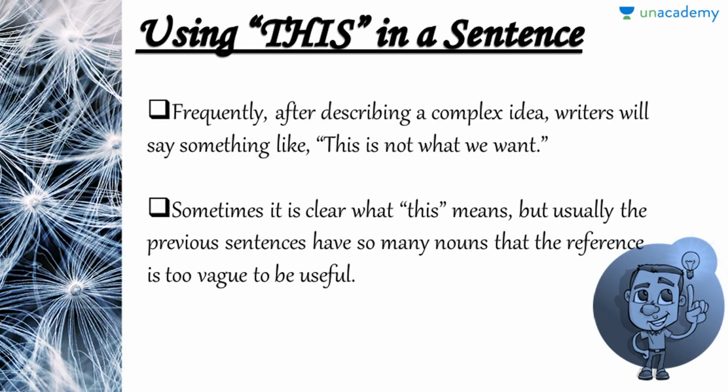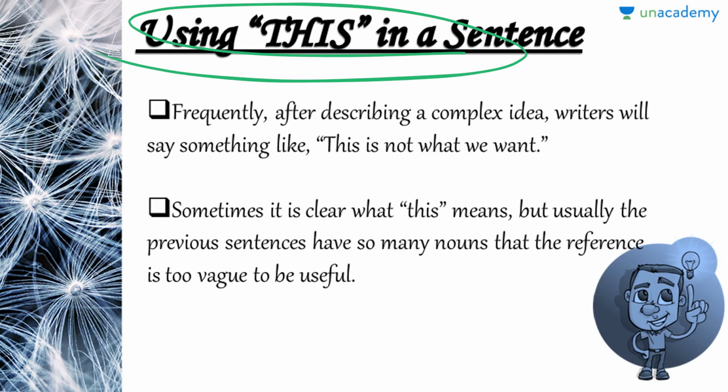So the topic for today is using "this" in a sentence. Now, frequently, when we are describing a very complex idea or a very difficult idea, a writer, or maybe we, will say something like, "This is not what we want." Sometimes when we say this, it is clear what "this" means. But usually the previous sentence has so many nouns that if we give the reference of "this", it will be too vague to be useful for the reader. So if you have spoken a lot of things about a lot of things, and then you say, "This is not what we want."